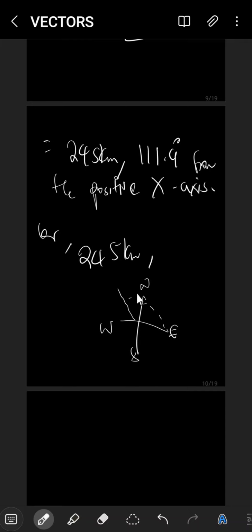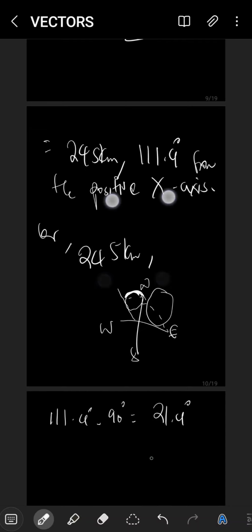In the previous video we explained a bit more on that, but we can just stick to this angle and denote it as west of north. Since this whole angle is 111.4, we can just minus 90 from it to get this small angle here. So 111.4 degrees minus 90 degrees gives you 21.4 degrees, which is this small angle here.